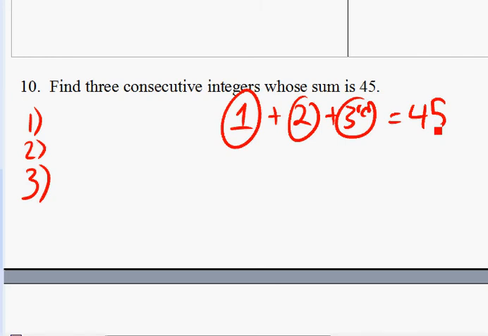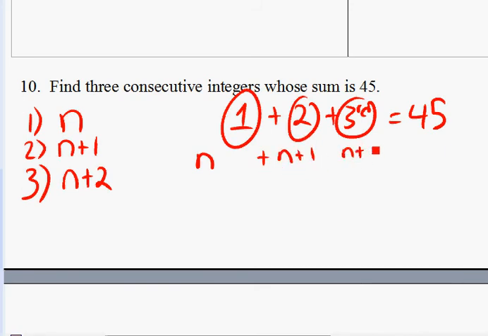Well, what is the first, second, third? Well, that's the question. Okay, so the first number, let's make it into a variable. Let's make it n. Right, the next one, if it's consecutive integers, must be n plus 1, one more than the previous. And the third number must be n plus 2, right? So when we're adding these numbers, the first number we just replace with n. And we're going to add the second number, n plus 1. Third number is n plus 2, right? If we add up all 3 numbers, it should be equivalent to 45.